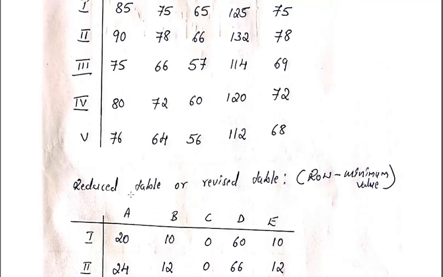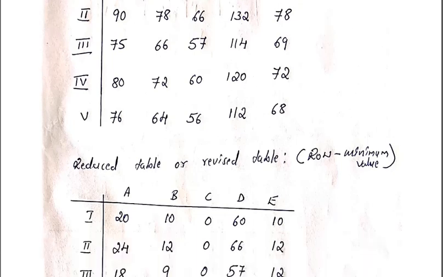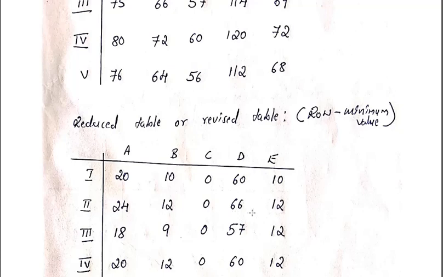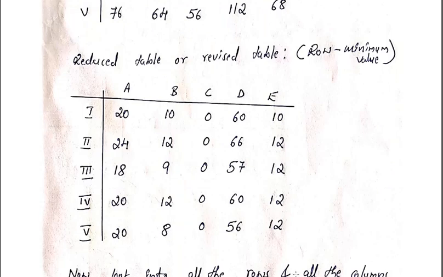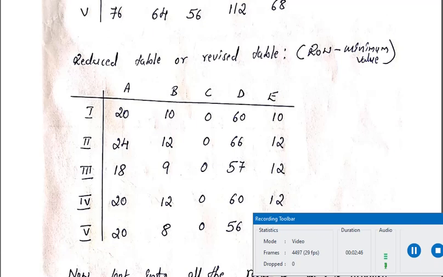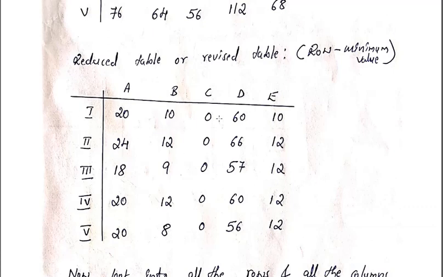Similarly in the second row the minimum value is 66. So subtract 66 from all the elements: 90 minus 66, 78 minus 66, and so on. So we get this row: 24, 12, 0, 66, 12. In a similar way, follow the same step to reduce the third row, fourth row and fifth row. Now we have got all these values, which is called the revised table.